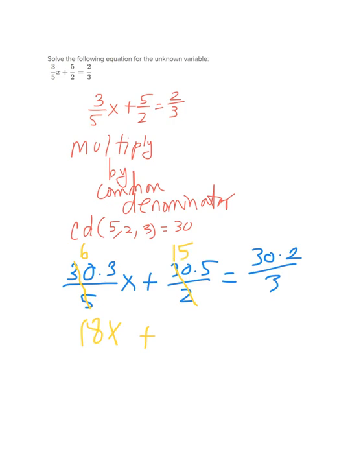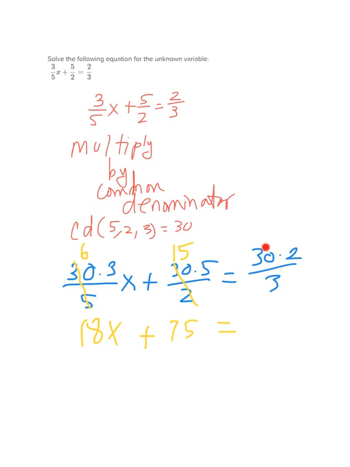Now we have to figure out what is 15 times 5. 15 times 5 is 75. Look at that. Another fraction gone.